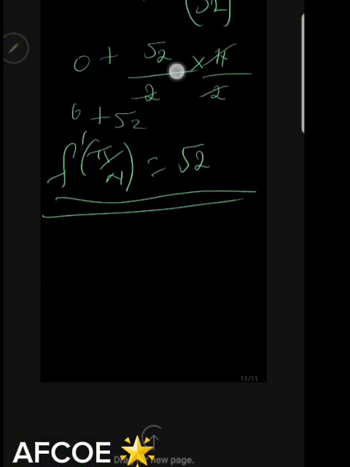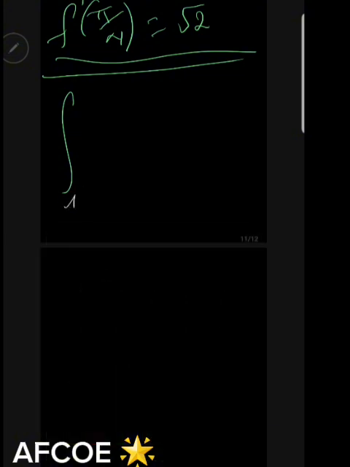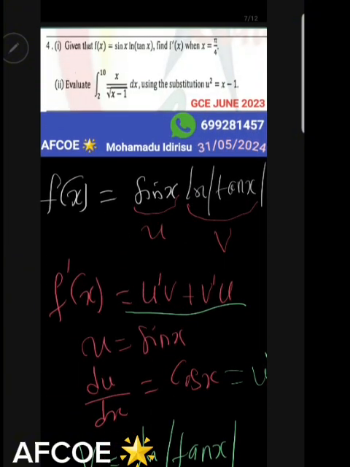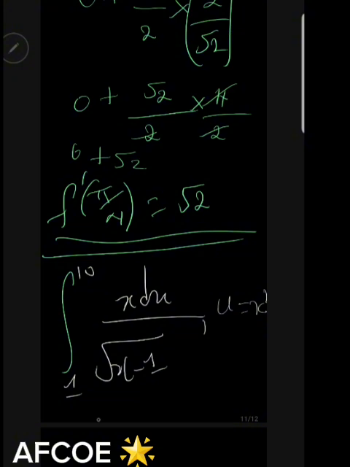So let us move to the second part, which is under integration. It's saying that we should find the integral. Let me change my pen. We should find the integral from 1 to 10 of x dx, all on the square root of x minus 1, using the substitution u squared equals x minus 1. Hey, the integral is from 2 to 10. So you have to evaluate the integral from 2 to 10.